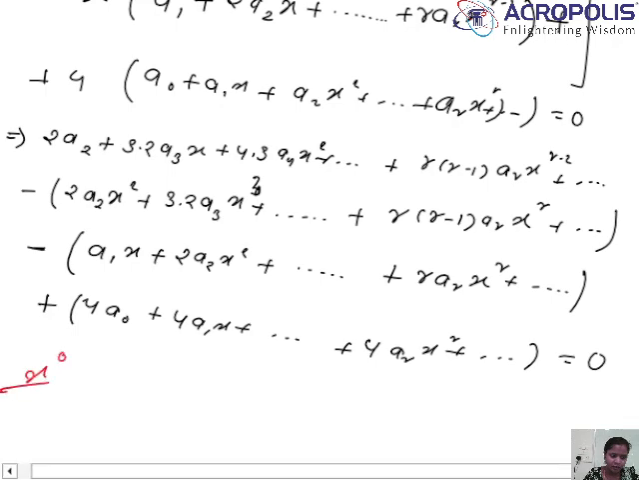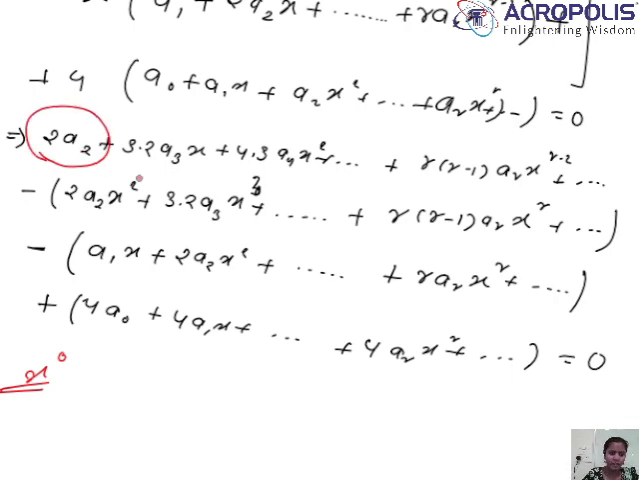Equating to 0 the coefficient of x to the power 0, a term which is not containing x. In this series, there is no term which is not containing x, and the next term also doesn't have any such term. Only one term here and a second term here. That means you get 2a2 plus 4a0 is equal to 0.